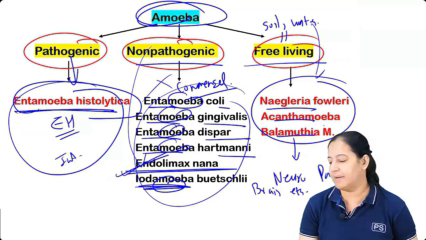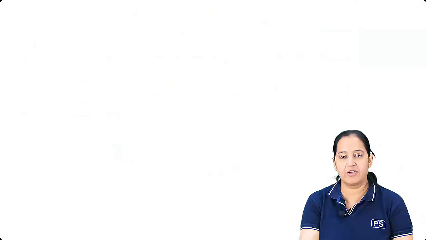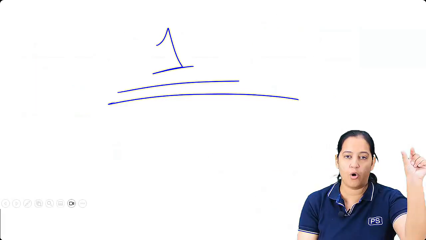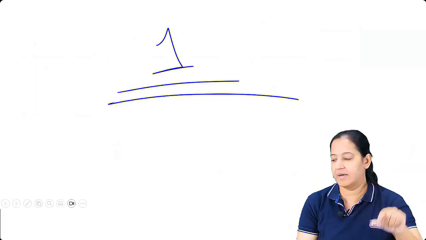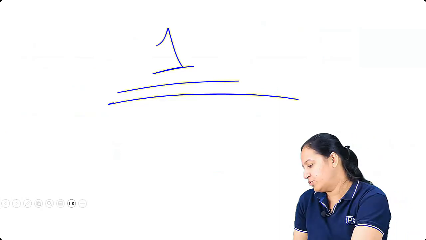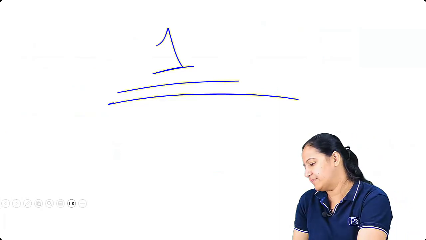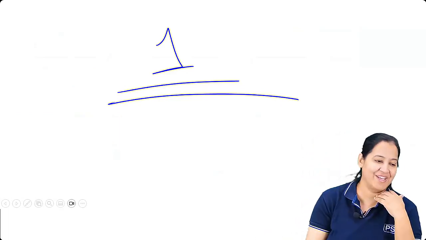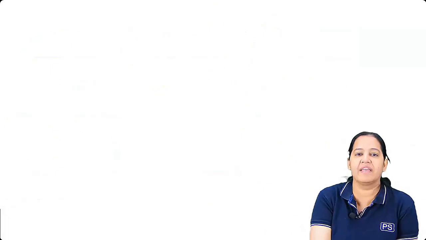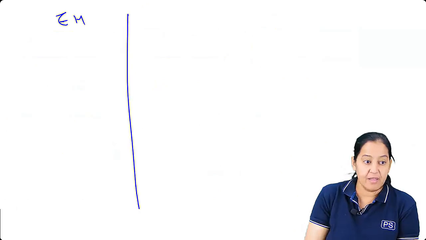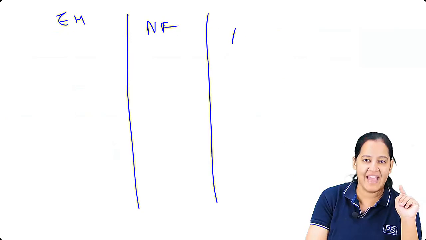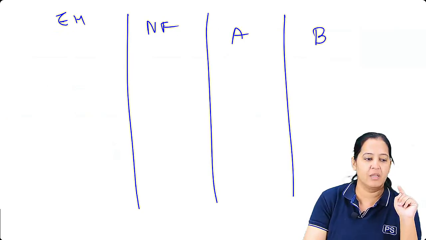Can you see page number one of your chart? What are the four organisms? In the corner it may be written amoebas. I wish I could show you, but I don't have it, I'm sorry. I have the chart of bacteria. So, the four amoebas. What have I made on page number one? Entamoeba histolytica, the main amoeba, and the three free living: Naegleria fowleri, Acanthamoeba, and Balamuthia mandrillaris.